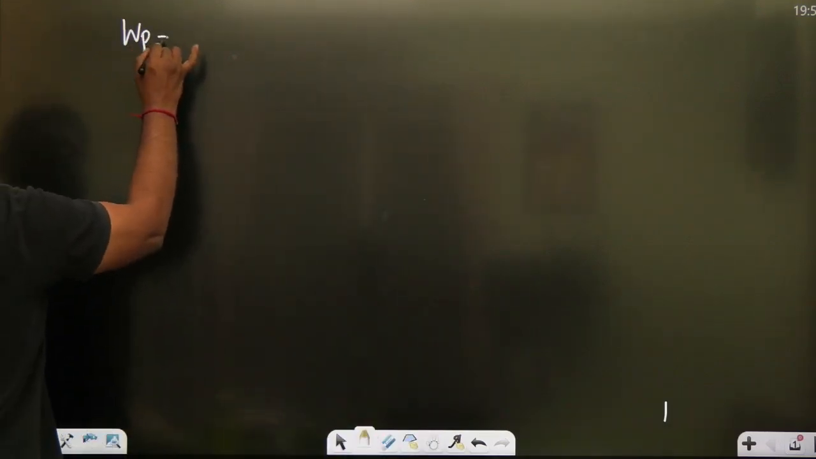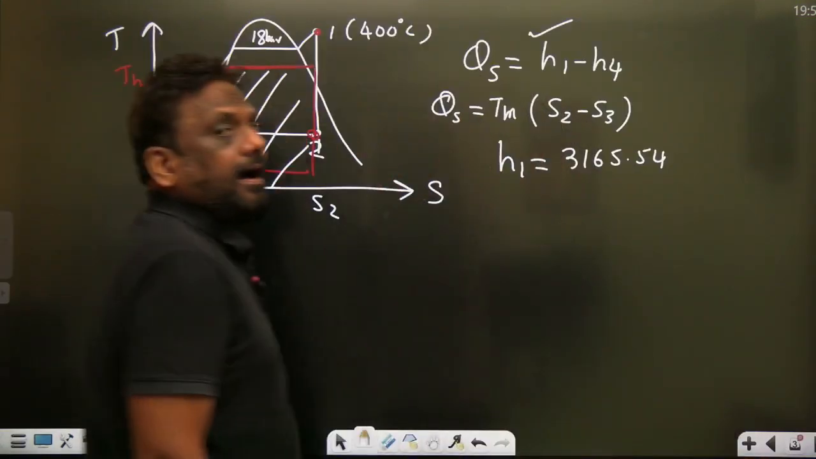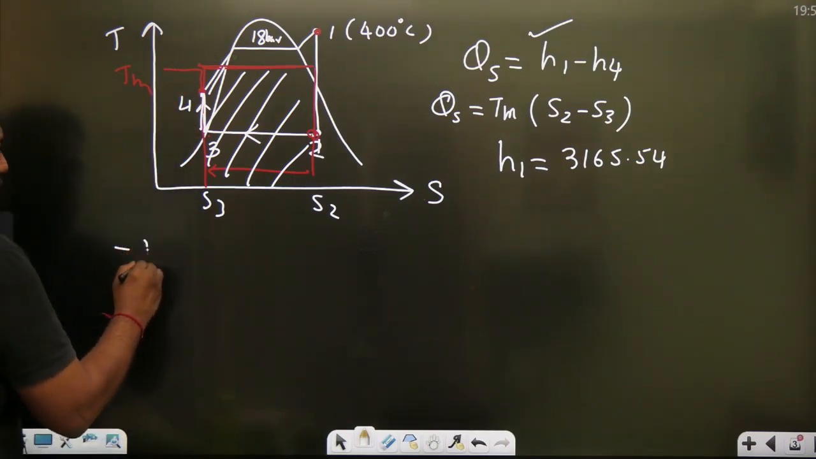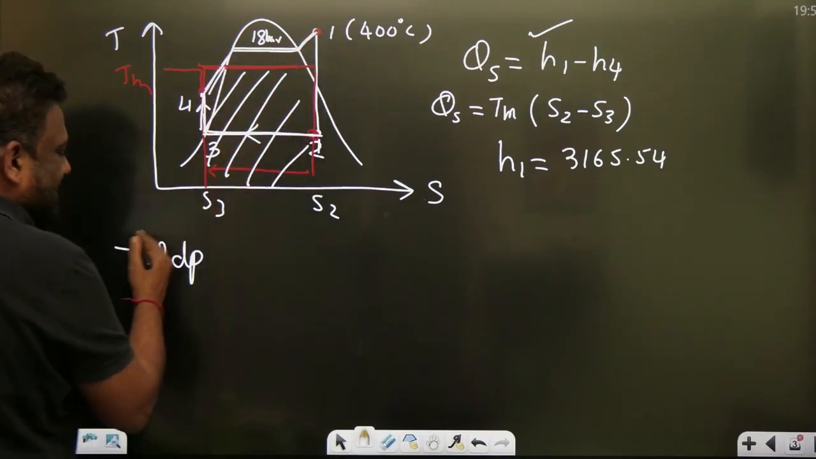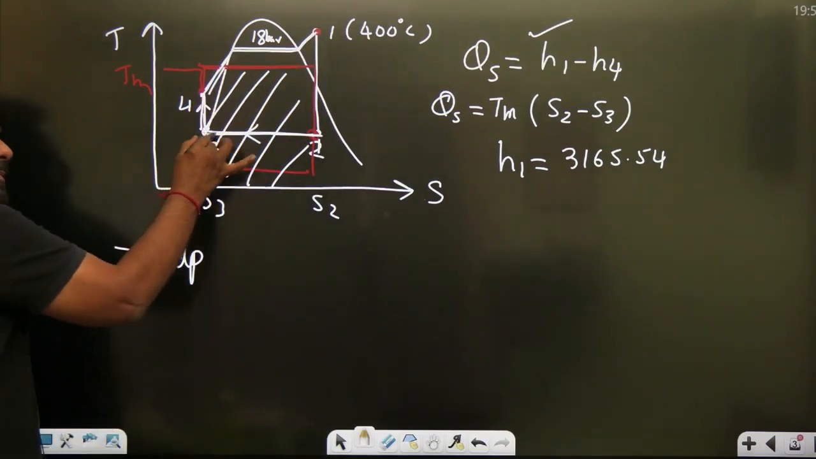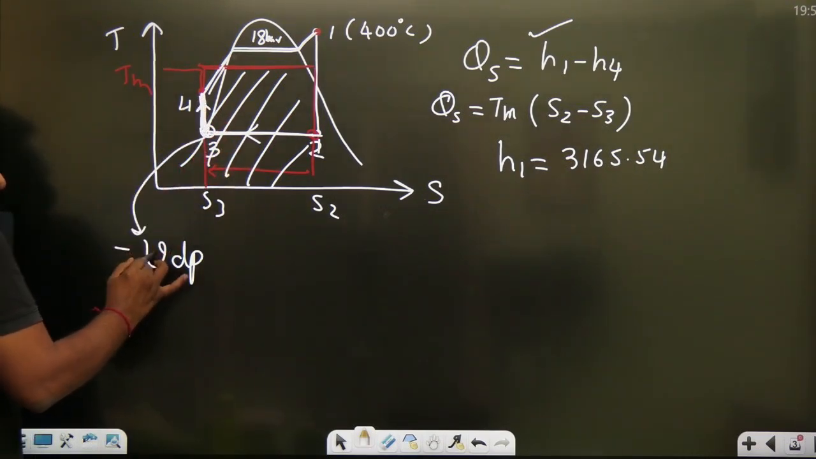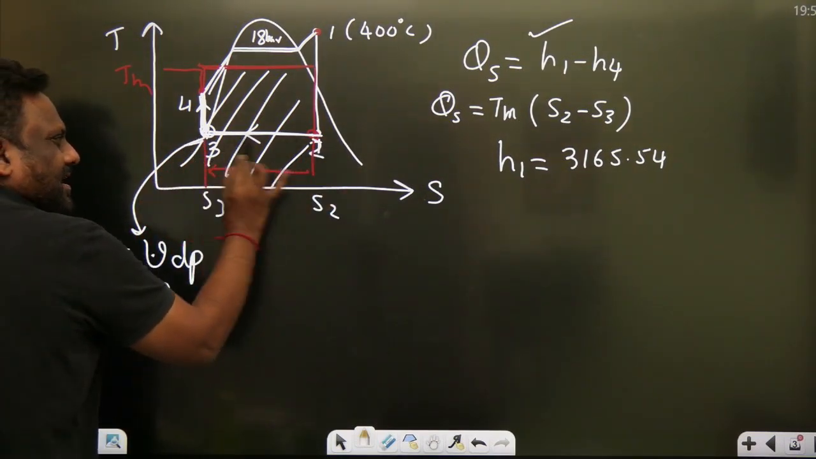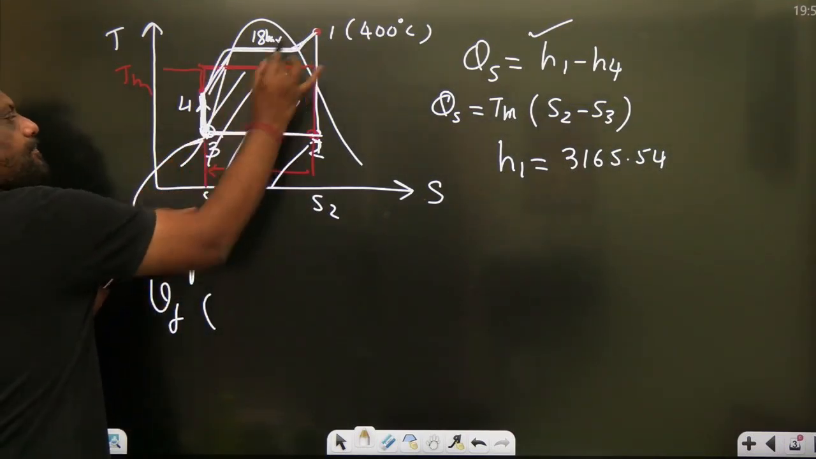चलो देखते हैं sir. So the pump work is given by minus VDP. ठीक है? And when nothing is given, I assume the process of pumping from 3 to 4 as isentropic. So therefore, minus VDP. This condenser pressure is given, this boiler pressure is given, I can easily calculate. So the specific volume is given. What will be the specific volume? It is the specific volume because this is pumping. So this is nothing but VF. VF at what temperature? Lower temperature, condenser pressure. So the VF is given into dP. What is dP? The pressure difference between boiler and condenser.